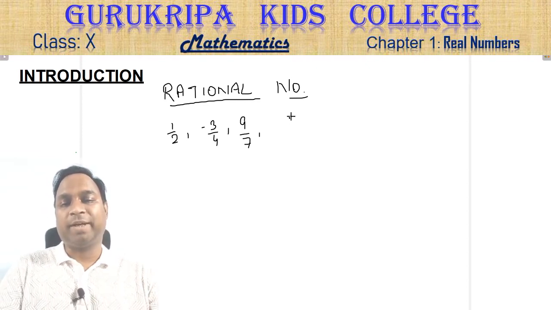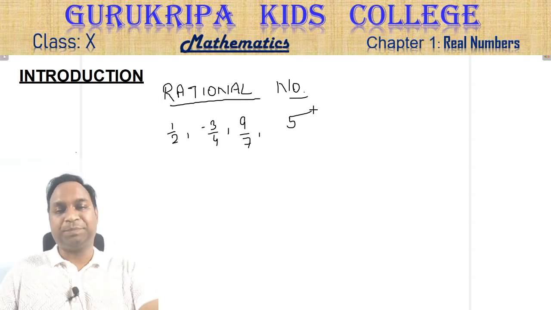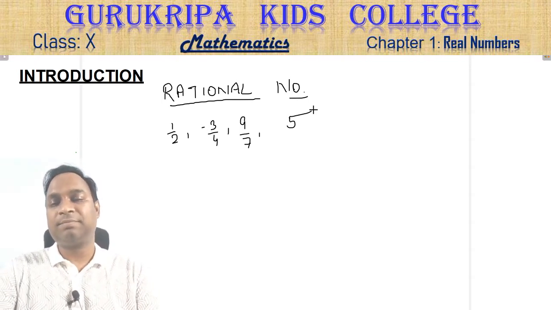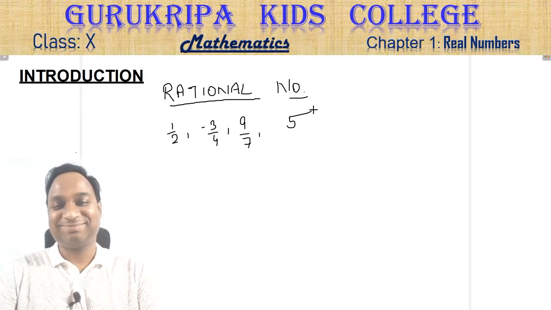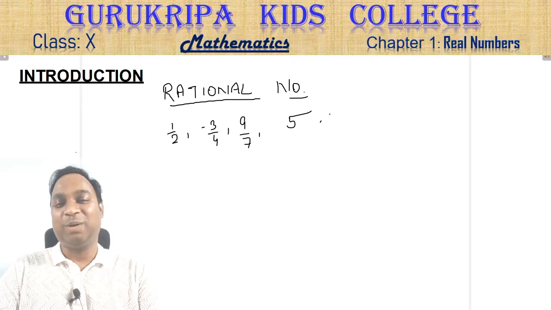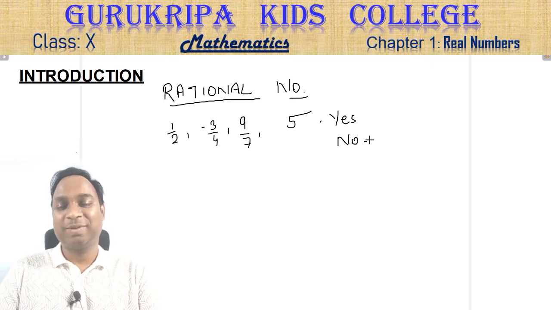Let's say this number 5. Is this rational or not? Is 5 a rational number or not? Vote for yes. How many yes? How many no? Okay, 5 is a rational number. Yes is the correct option.